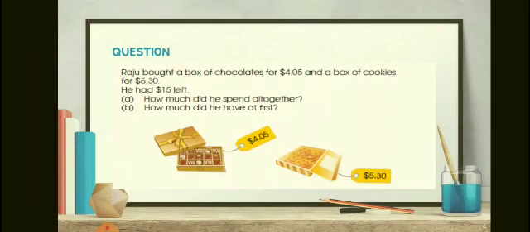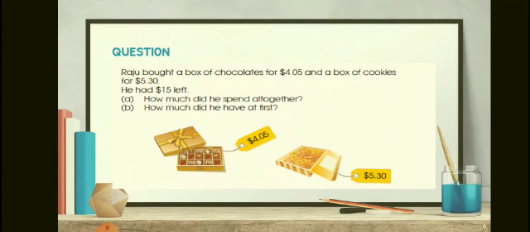Question is, Raju bought a box of chocolates for $4.05 and a box of cookies for $5.30. After paying for both chocolate and cookies, he had $15. A, you have to find how much he spent altogether on cookies and chocolates. B, how much did he have at first, I mean before purchasing chocolate and cookies, how much money he had in his pocket.